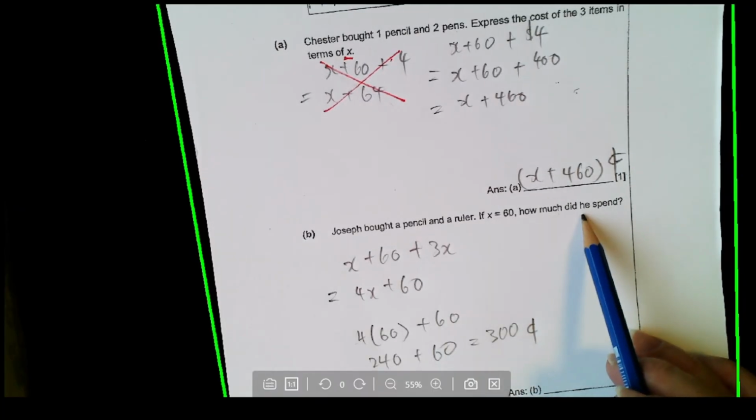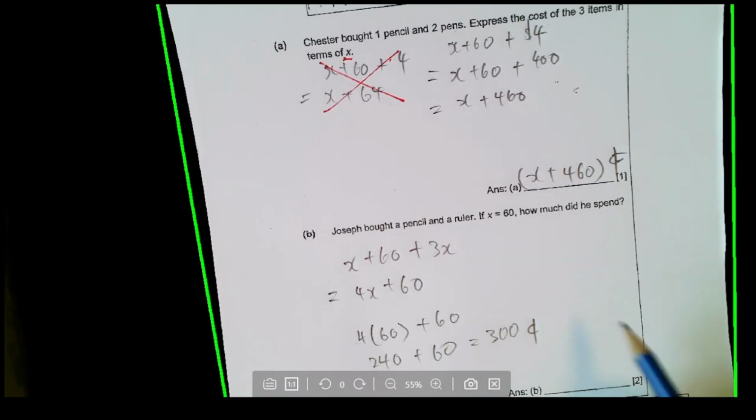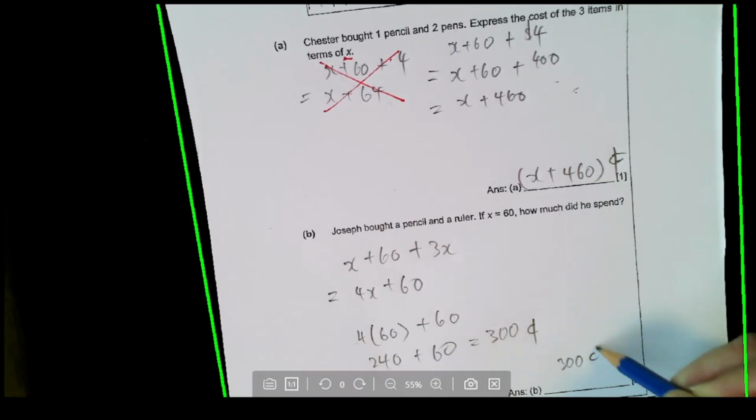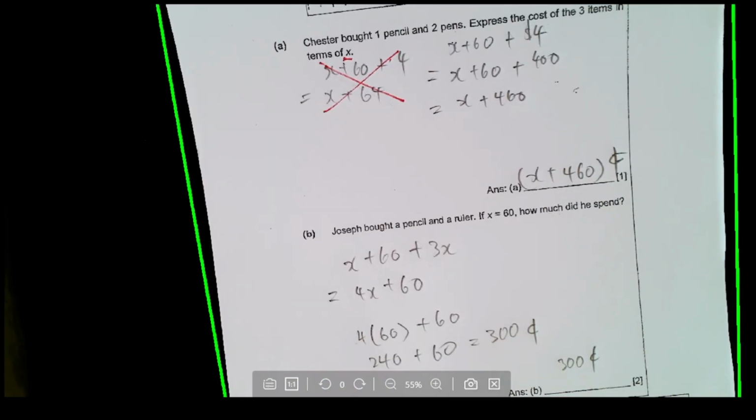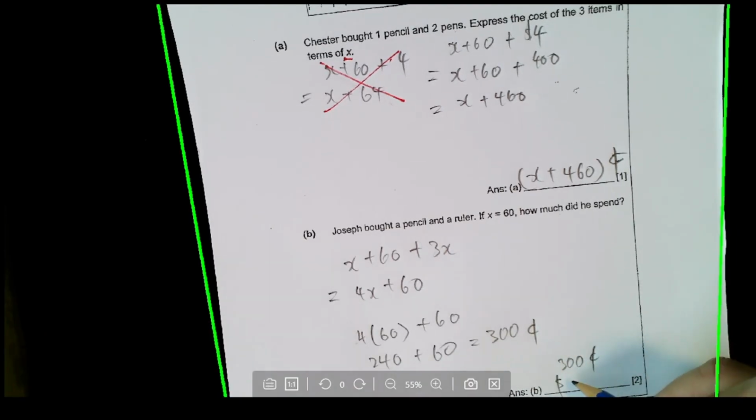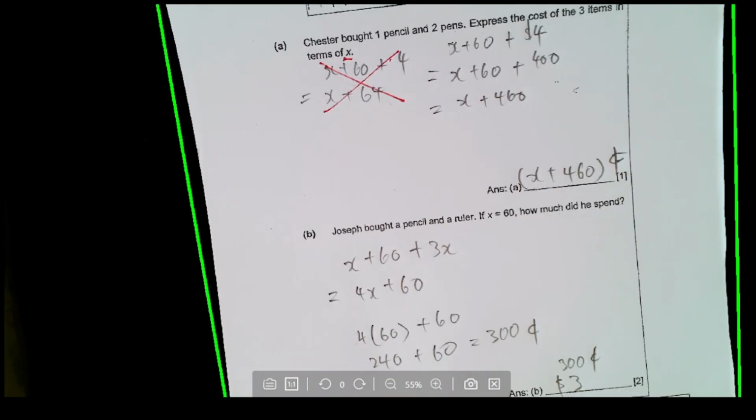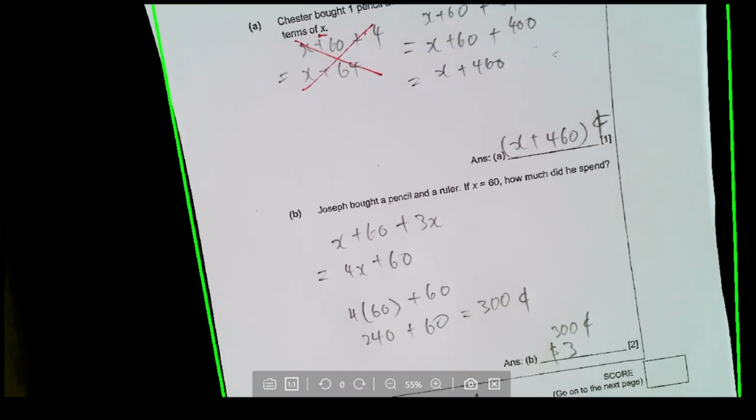The question said how much did he spend? So if you write 300 cents, they can't mark you wrong. They didn't specify leave it in cents or dollars. So if you write 300 cents, they can't mark you wrong. If you write $3, they also can't mark you wrong. It's fine too. Okay?